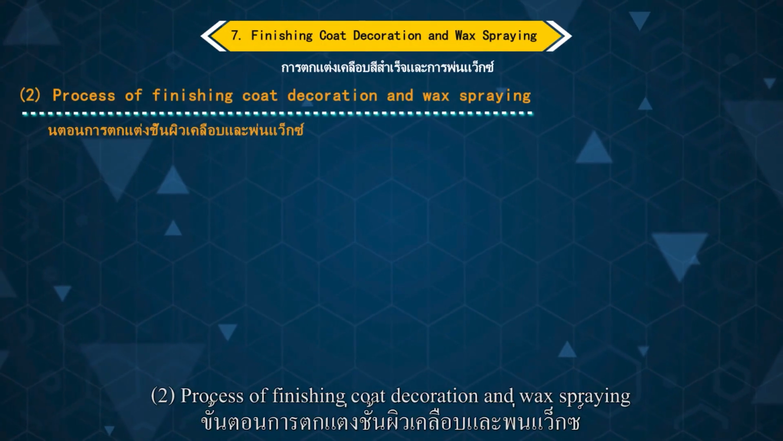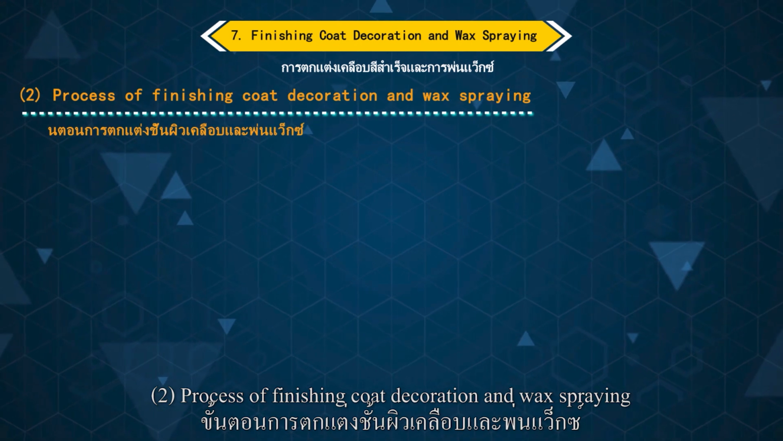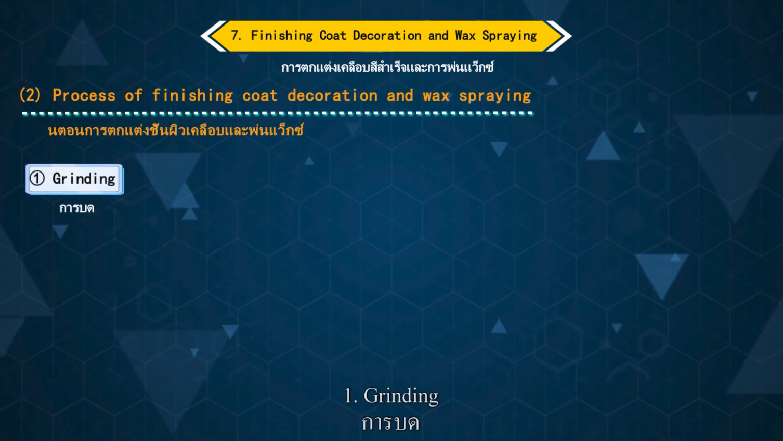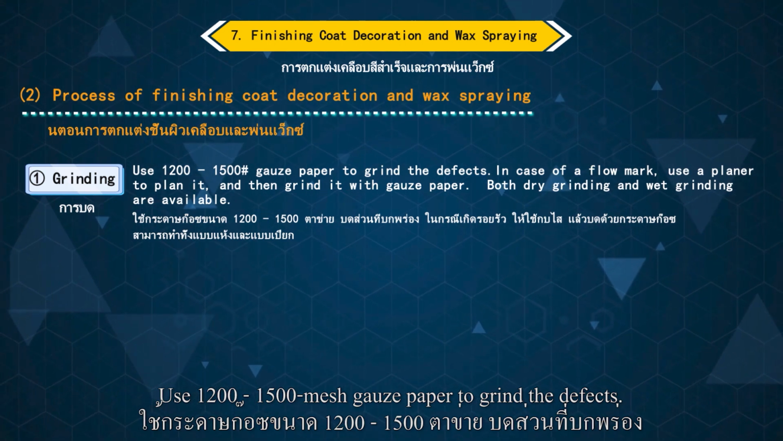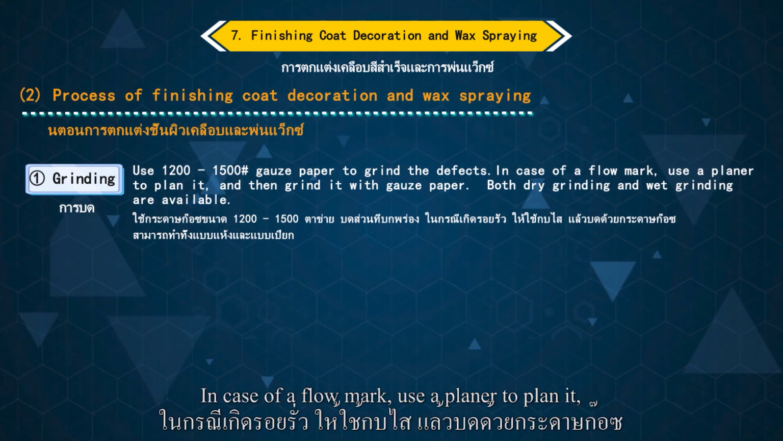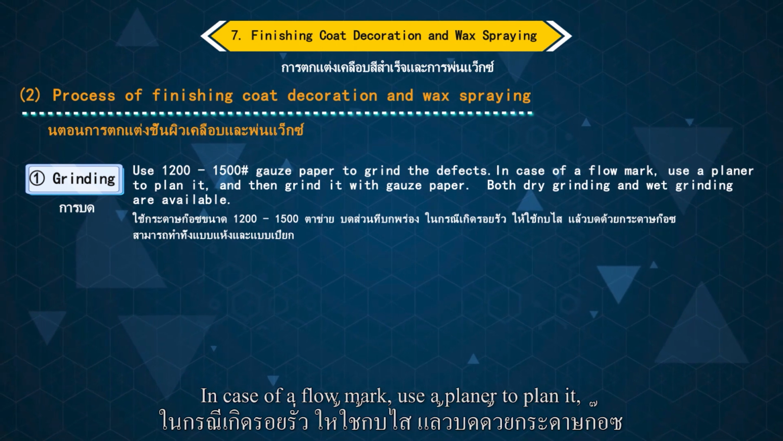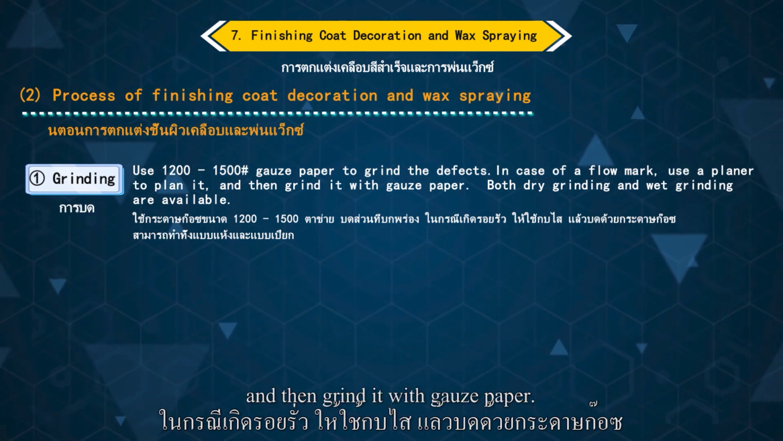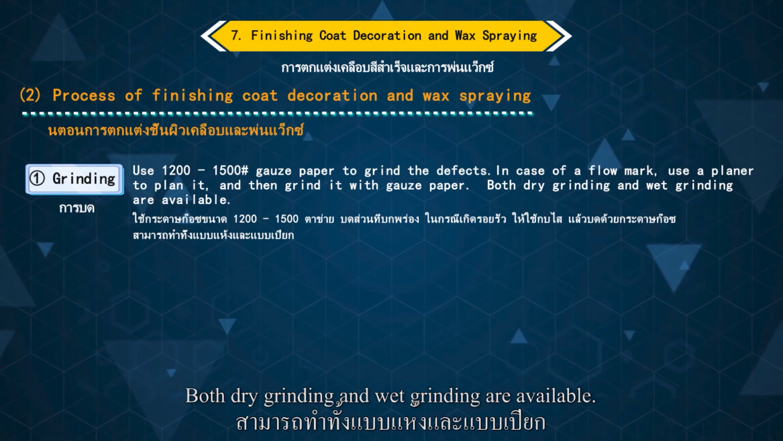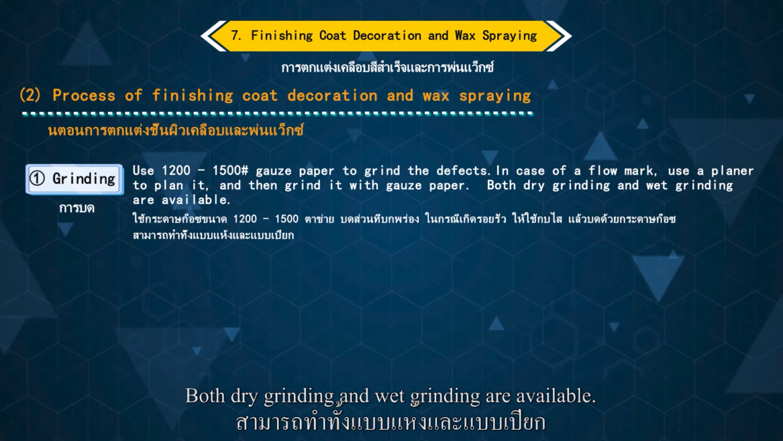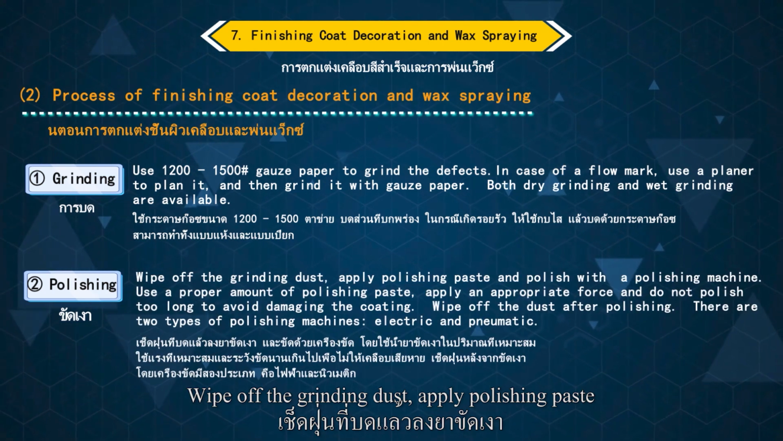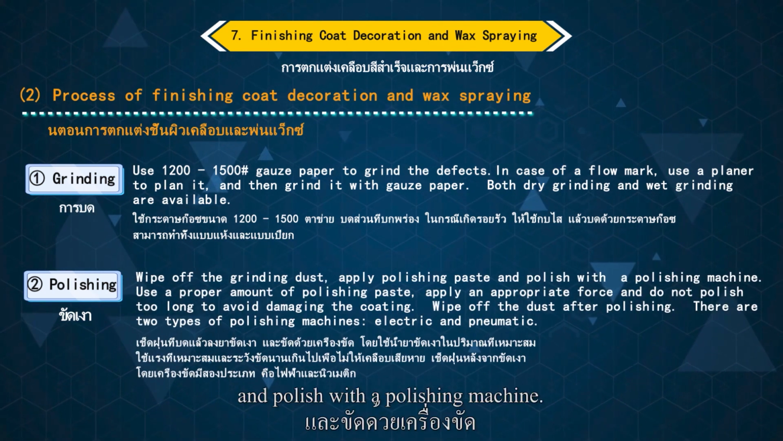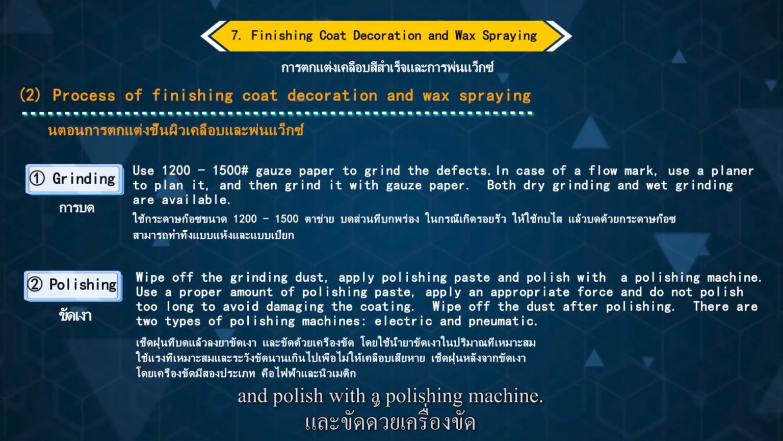2. Process of finishing coat decoration and wax spraying. 1. Grinding. Use 1200 to 1500 mesh abrasive paper to grind the defects. In case of a flow mark, use a planer to plane it and then grind it with abrasive paper. Both dry grinding and wet grinding are available. 2. Polishing. Wipe off the grinding dust. Apply polishing paste and polish with a polishing machine.